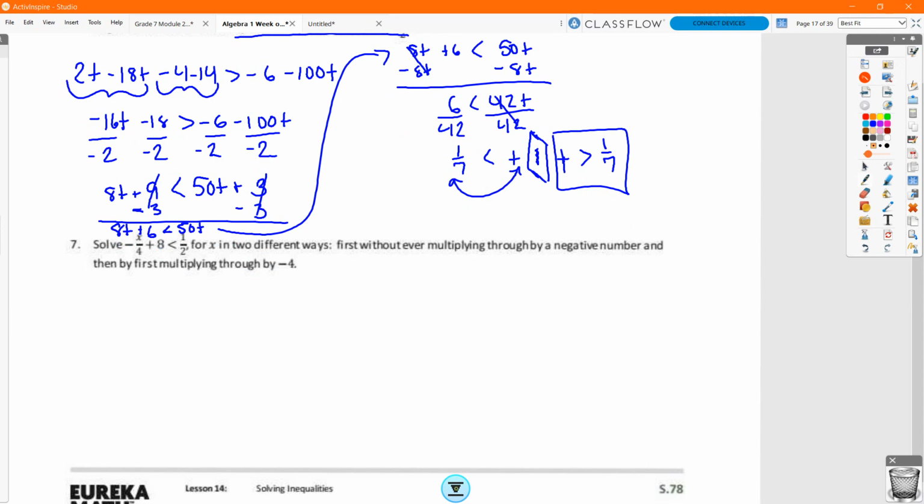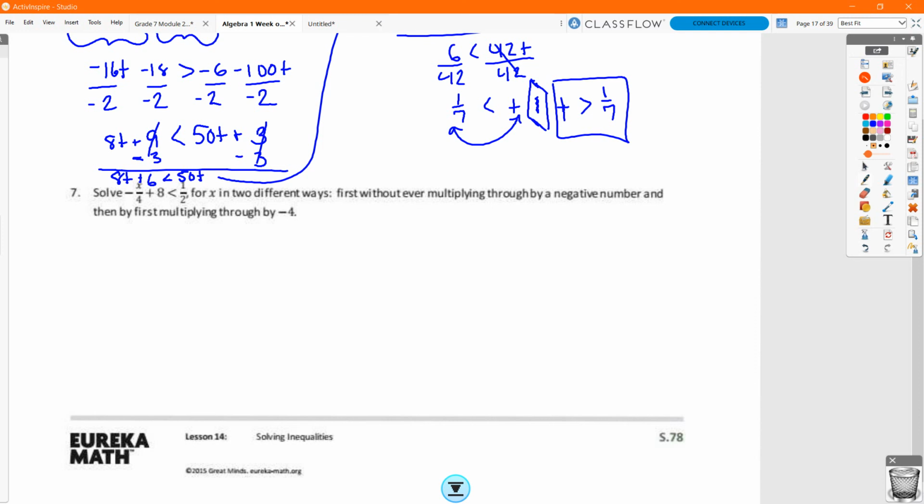All right, so 7. Solve a negative x divided by 4 plus 8 is less than 1/2 for x in 2 different ways. First, without ever multiplying through by a negative number, and then by first multiplying through by negative 4. Okay, I'm going to do the negative 4 one. So a negative x divided by 4 plus 8 is less than 1/2. Now we're going to multiply by a negative 4, so that means we're multiplying everything by a negative 4.